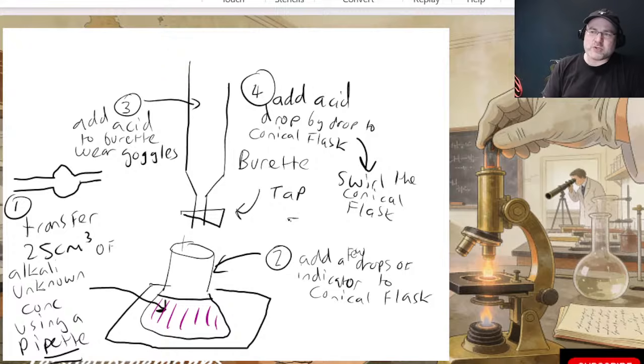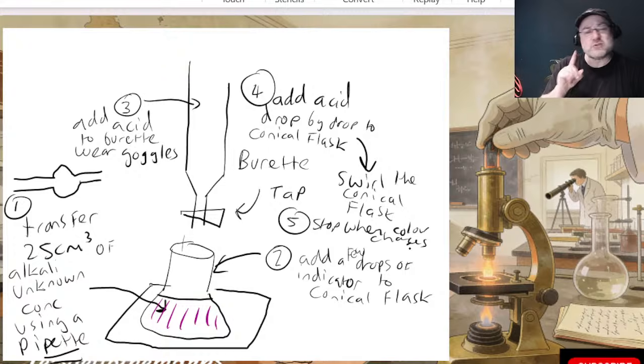And then you want to stop when the color changes. Now, I've run out of room. I should use the word permanent. Stop when it is a permanent color change. What do I mean by that? If it's pink and I add a drop of acid, it might go colorless and I think the reaction's done, and I walk away and the pink color comes back.